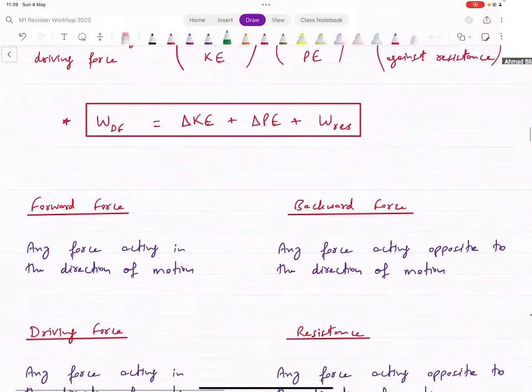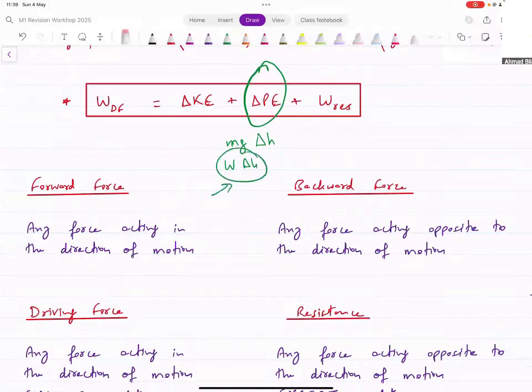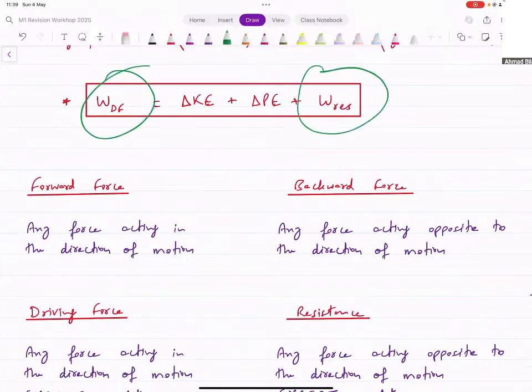The work done by the weight or the work done against the weight is actually already incorporated in the change in potential energy. Remember what this is? mg into delta h. That's what potential energy is. mg is weight, into change in displacement. Weight into displacement. That's the work done by the weight or the work done against the weight. That is already incorporated in change in potential energy. If we also include that in driving force and resistance here, that will be double counting. So we don't include that here.